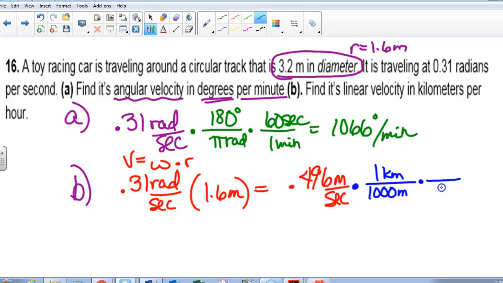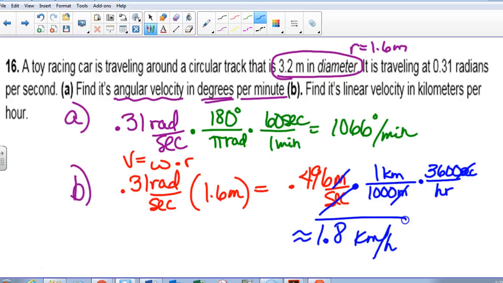Seconds to hours, that's a little bit trickier. Do we need to do seconds to minutes and minutes to hours, or you got it? 3,600 seconds in an hour. Seconds cancels, meters cancel. 1.7856. All right, I'll round to 1.8. Label? Did we finally survive all the applications?